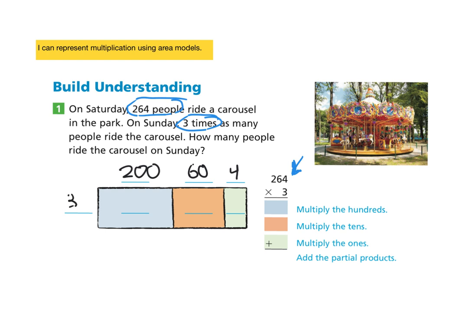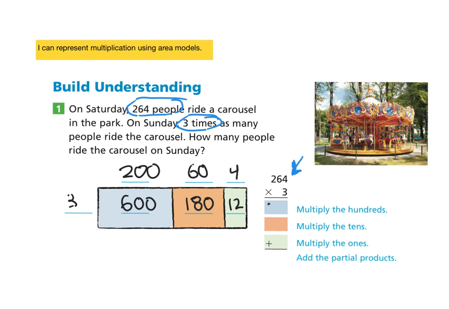Okay, now we are going to multiply the top times the side. So we're basically saying we have 200. If I want to repeat 200 3 times, how many is that going to be? So 200 times 3 is 600. Go over to my tens. 60, if I repeat 60 3 times, well, 6 times 3 is 18. So that means 60 times 3 is 180. And my last section, my ones, 4 times 3 is 12. And now we're going to take all of those pieces and add them together.